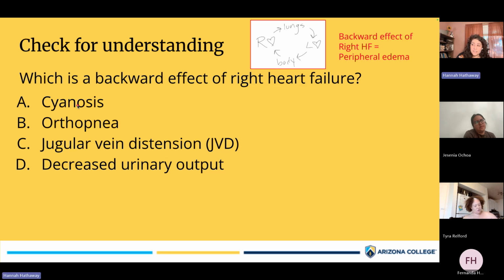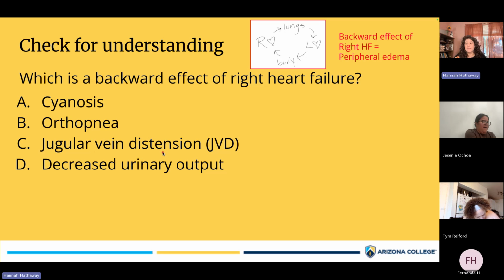So cyanosis. I wanted to go over this one because this was on the practice sheet. Cyanosis is due to hypoxemia, which is low oxygen in the blood. That's like a lung problem, even though we are seeing that low oxygenation in the fingertips and mucous membranes and stuff. The problem is actually in the lungs. So it's a lung thing. So we're talking about fluid elsewhere. This is lungs, so that's not it. Orthopnea, same thing. That is fluid in the lungs. That's not what we're looking for.